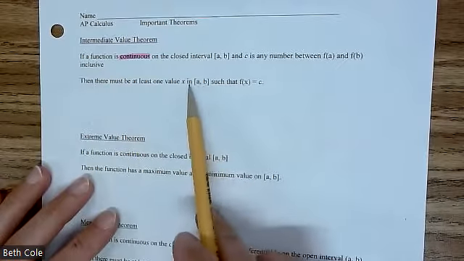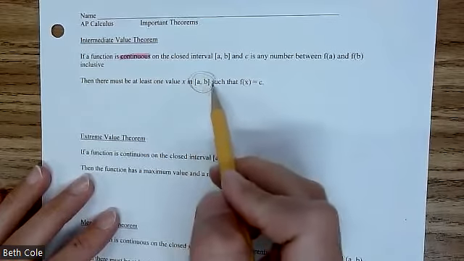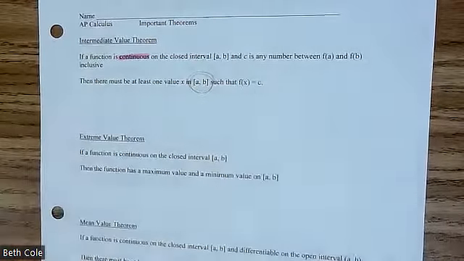Then there has to be at least one x value in the interval. And notice it could be one of the endpoints as well. Do you see those brackets there? Because some of them are different. So I'm just kind of bringing that up. Such that f of x equals c.